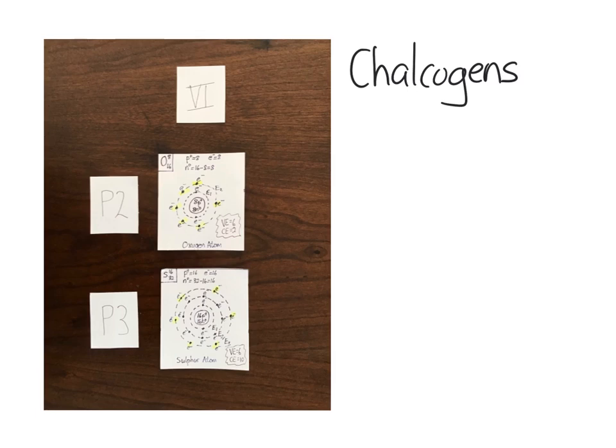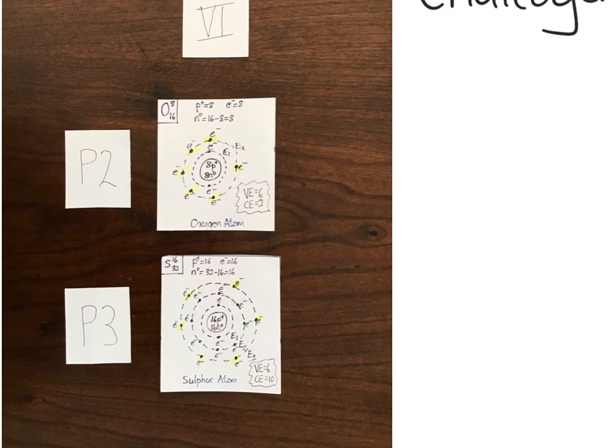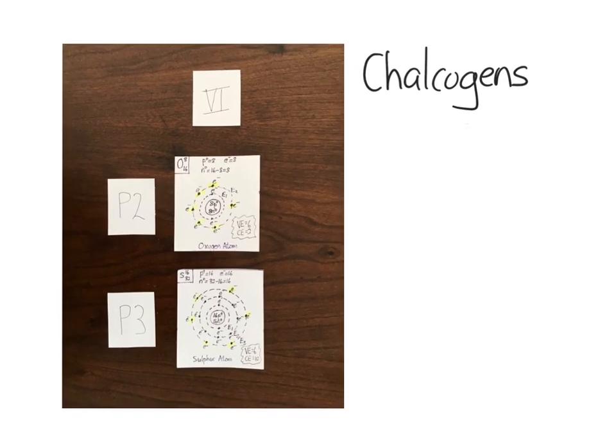But if we look at oxygen, we see that oxygen is sitting in group 6, and it has 1, 2, 3, 4, 5, 6 valence electrons. We expect that. And sulfur has also got 6 valence electrons. Therefore, both of these elements sit in the chalcogen group, which is group 6.